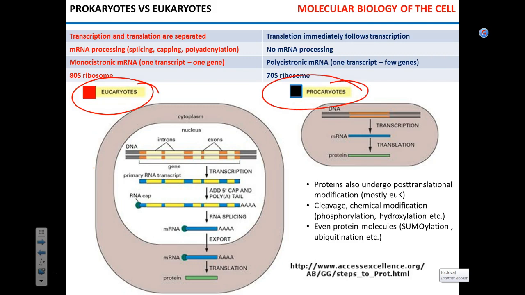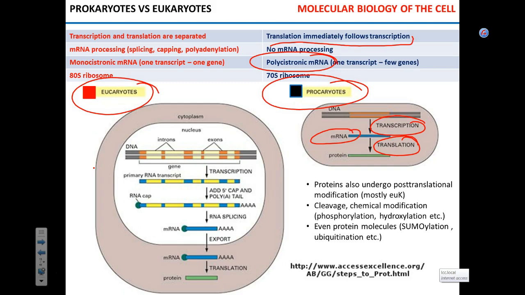In prokaryotes, as you can see, the process is fast and straightforward. Transcription and translation happen practically at the same time. They're almost simultaneous, they're continuous. So translation follows the transcription. mRNA does not require processing, and a single mRNA transcript can contain more than one gene. This is called polycistronic mRNA. Does that make sense what I just said? One mRNA may have more than one gene, so many genes can be translated at once. And of course the ribosome is 70S.